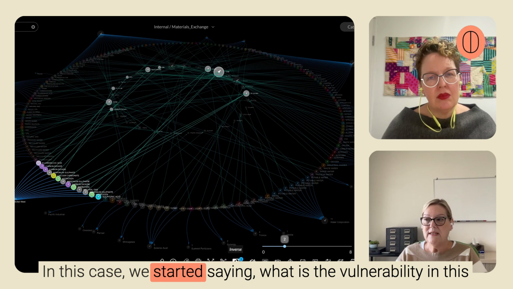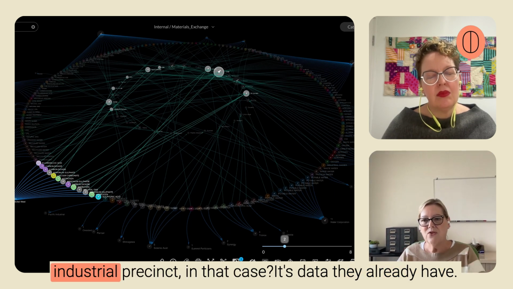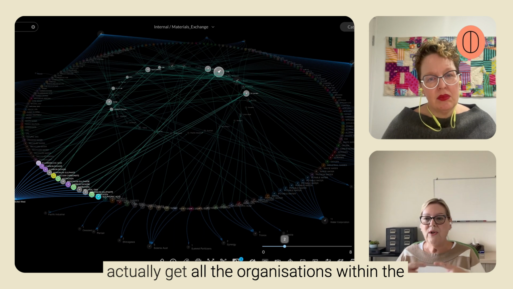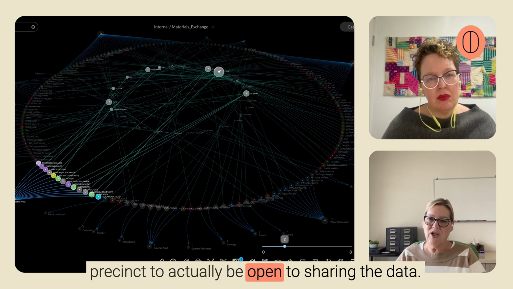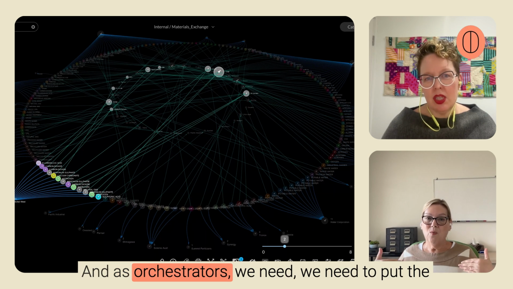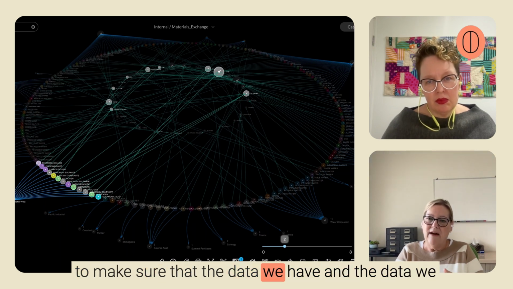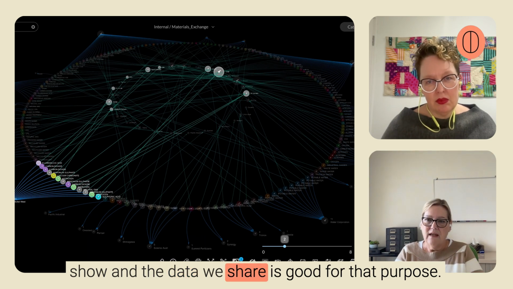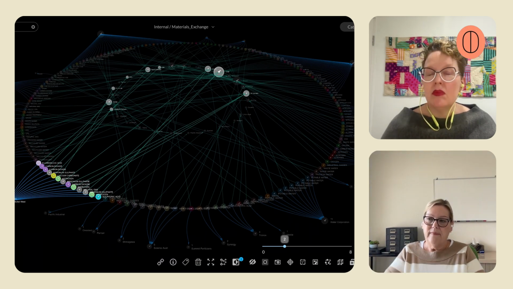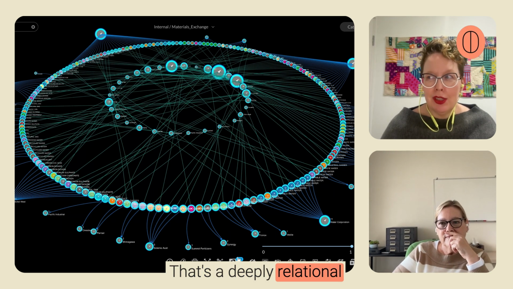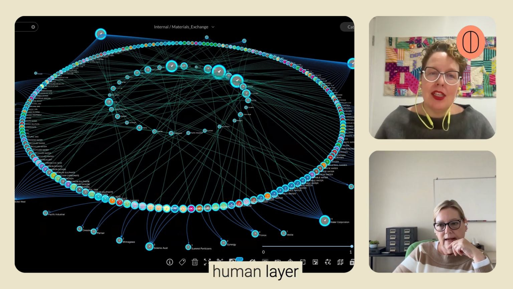In this case, we started saying, what is the vulnerability in this industrial precinct? It's data they already have. And as a group, the hardest thing was to get all the organizations within the precinct to be open to sharing the data. And as orchestrators, we need to put the rules, the boundaries, the governance frame in place to make sure that the data we have and the data we show and the data we share is good for that purpose. So that's a deeply relational human layer to this.